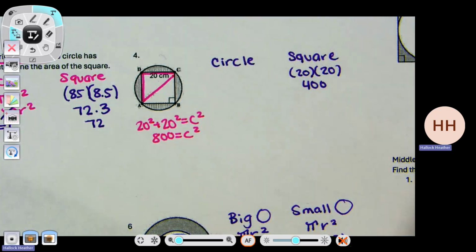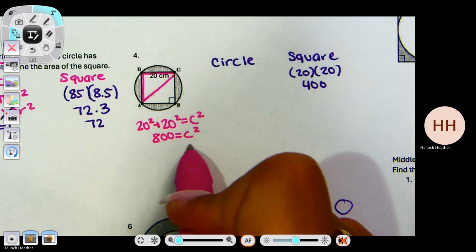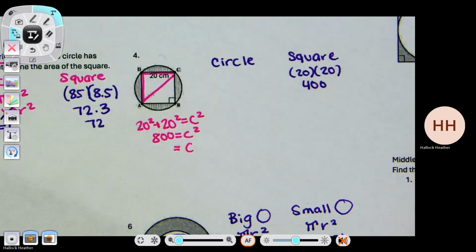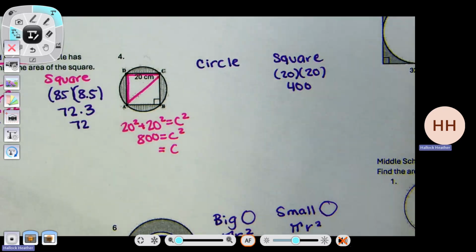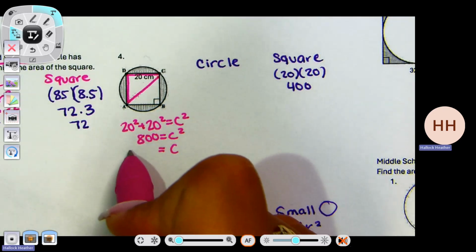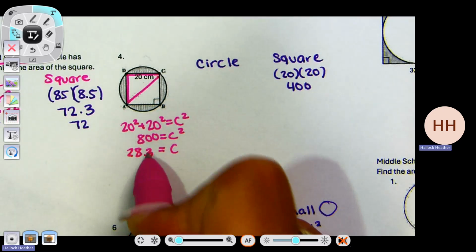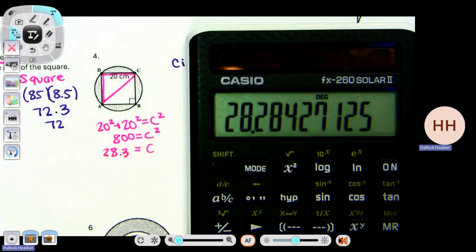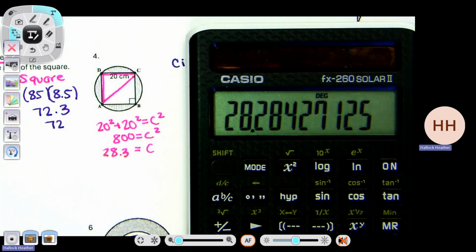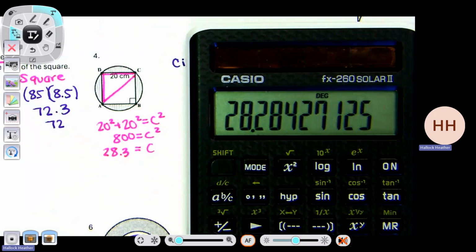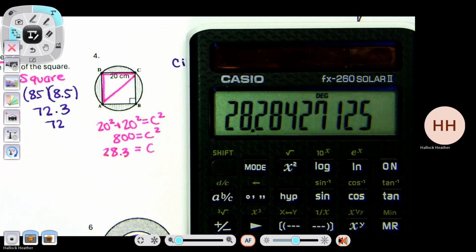Shift square root. So if I square root, I get 28.3. Now this is where you need to be careful. When you keep rounding throughout the problem, it kind of throws it off a little bit in the beginning, and then it throws it off a little bit more and a little bit more. So the more decimals you technically use, the better off you are. Now, if you need c, which is the whole diameter, 28.3 is the whole distance, I need the radius.